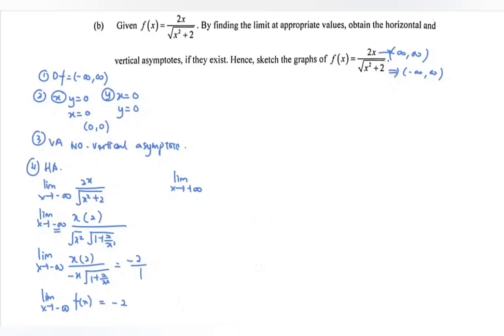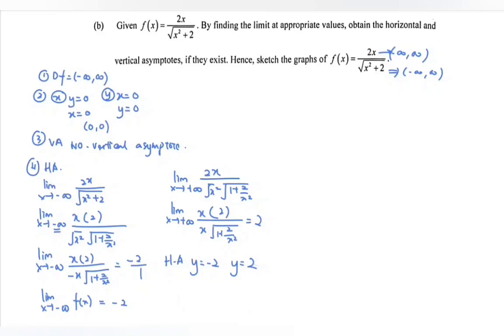Next, continue with the right hand side: 2x over the square root of x squared times 1 plus 2 over x squared. Since this is positive infinity, the limit as x approaches positive infinity is x divided by positive x as well. So based on the situation, we have the value 2. So the horizontal asymptotes are y equals negative 2 and also y equals 2. Next, we have to sketch the graph.